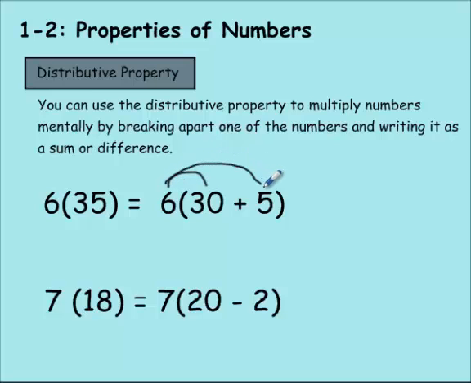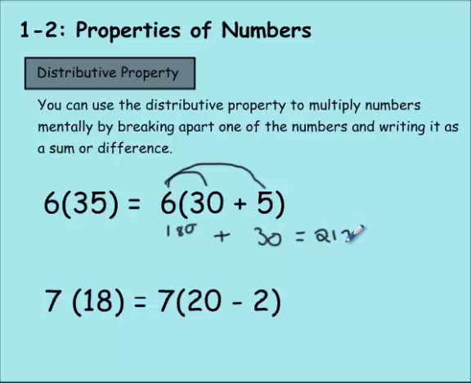So for example, you could just do 6 times 35, but you don't always have a calculator handy. So if you're doing it mentally, you could do 6 times 30, which is 180. And then do 6 times 5, which would be 30. And we see this adding sign right here. Let's add those together. 180 plus 30 is going to give us 210.